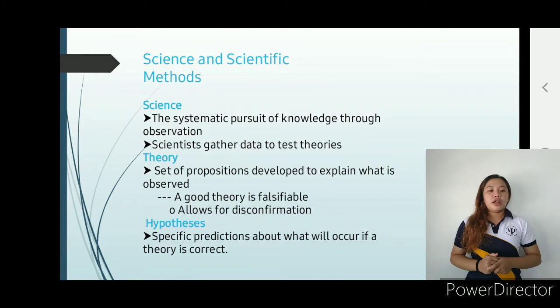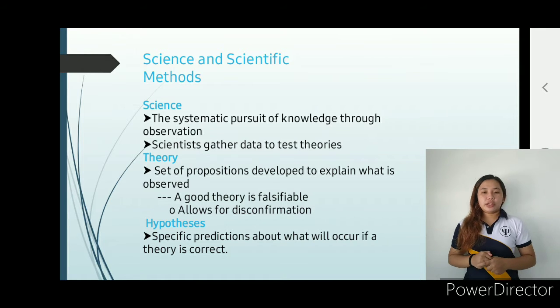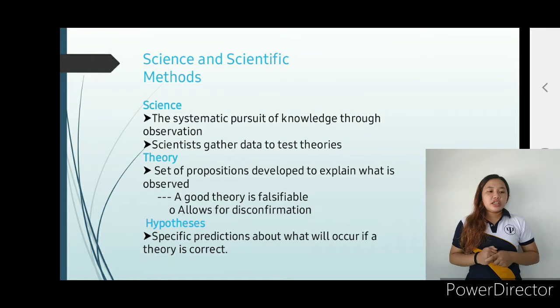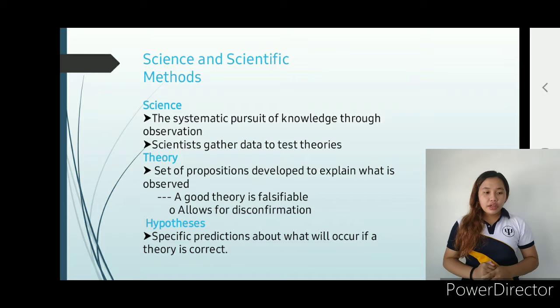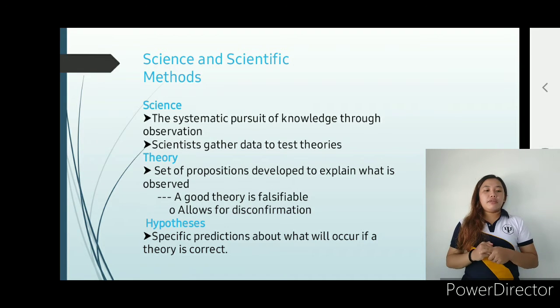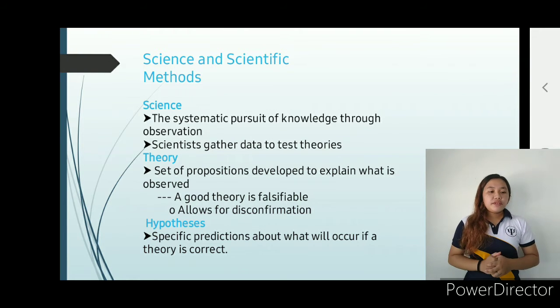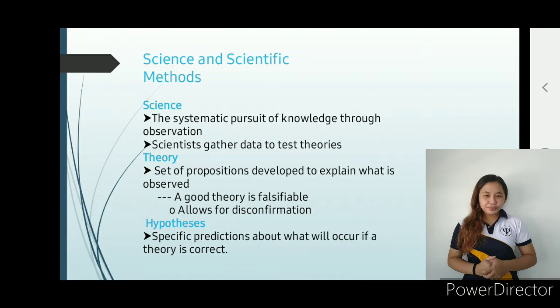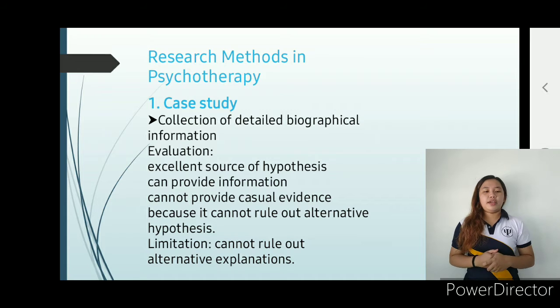Next is theory. Theory is a set of propositions developed to explain what is observed. It is a good theory if it is falsifiable and allows for disconfirmation. Next is hypothesis: specific predictions about what will occur if a theory is correct. Next is research methods in psychopathology.